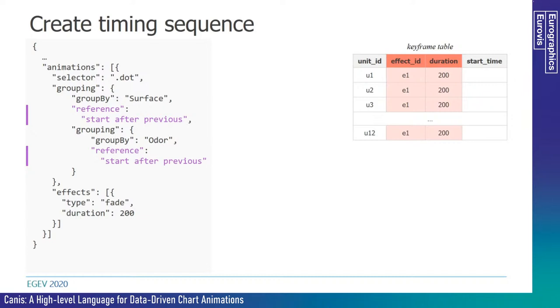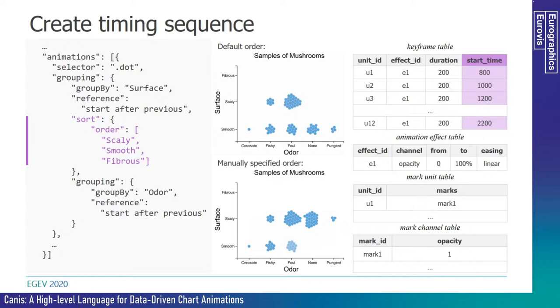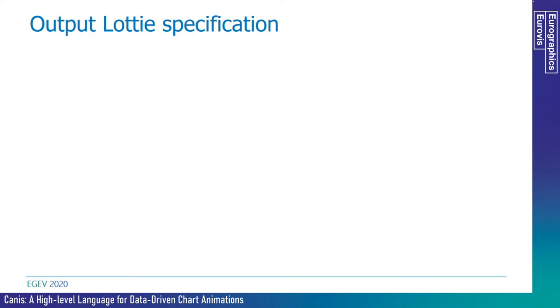Thus, in this example, we're making the dots successfully animate by beans, and the keyframe table will be complete. The order of the animations of units on each level of grouping can be manually specified with sort. When exporting animations, the compiler will translate the data stored in the keyframe table to Lottie specifications.